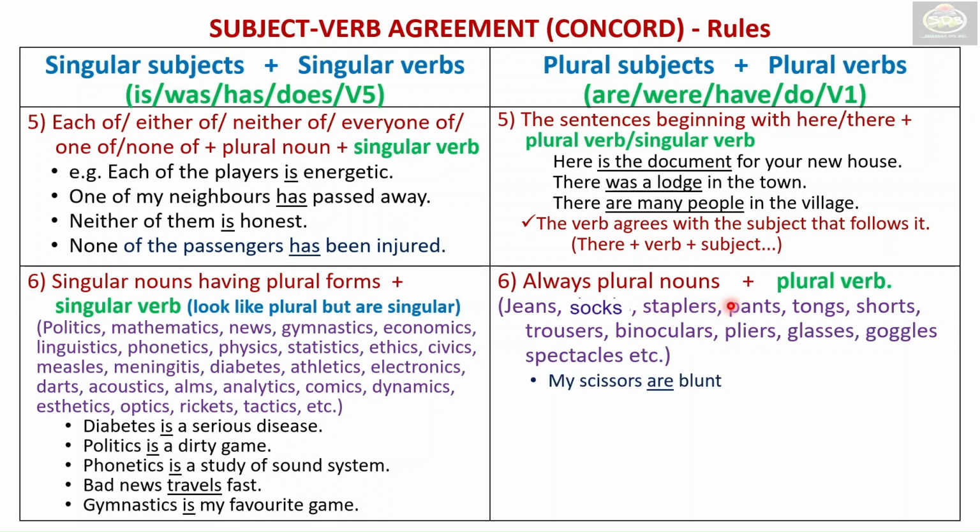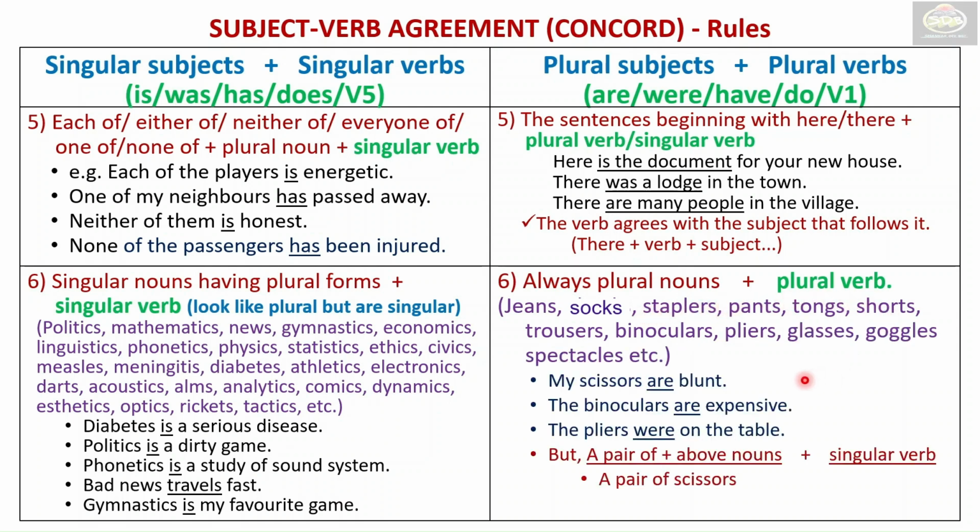Always plural forms plus a plural verb. We are going to observe some nouns which are always plural. Jeans, socks, staplers, pants, tongs, shorts, trousers, binoculars, pliers, glasses, goggles, spectacles, etc. We cannot make them singular. My scissors are blunt. Always plural. If you wanted to make it singular, you can use this type of subject.